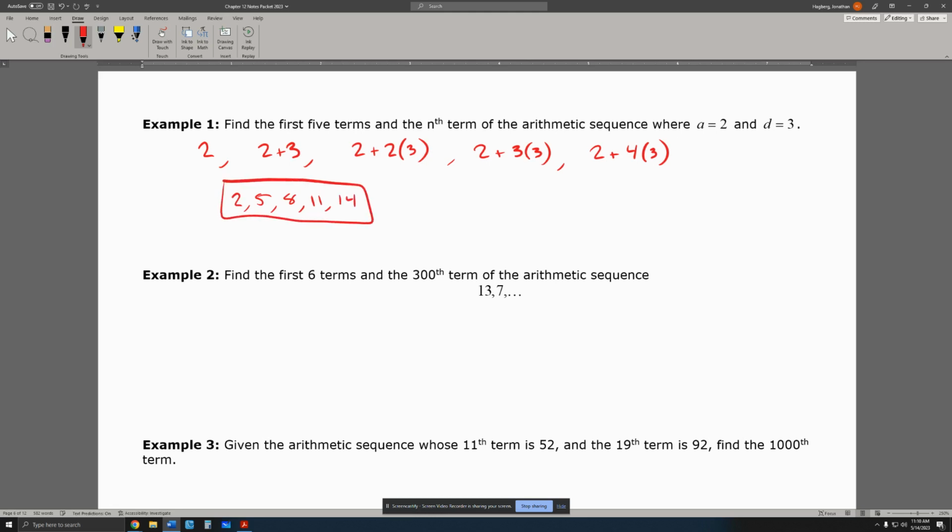To find the nth term, we can just plug this into our definition. A sub n is equal to our first term, 2, plus our common difference, 3, times the quantity n minus 1. Okay?